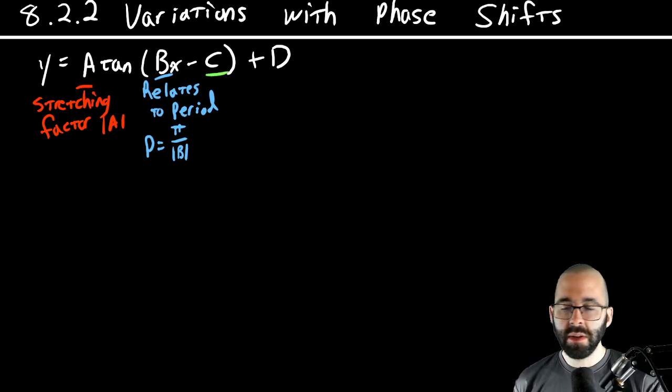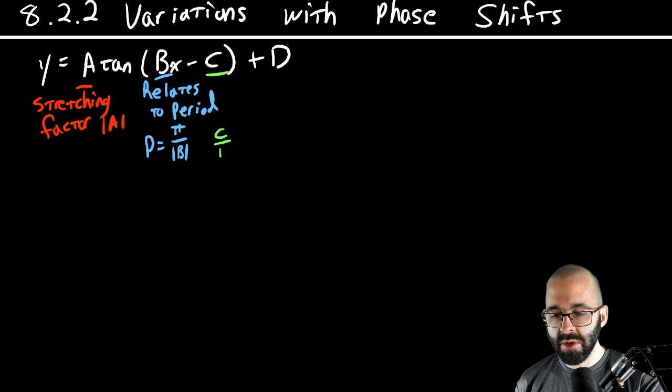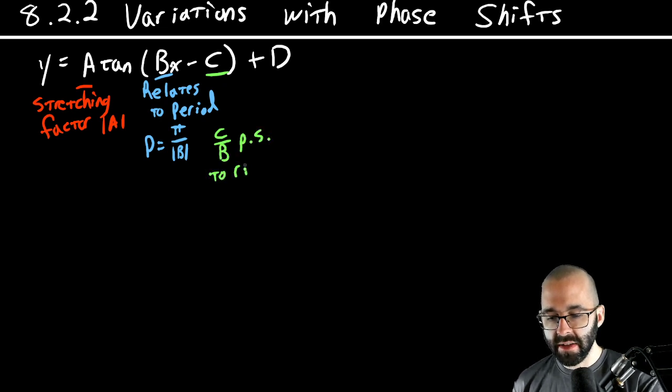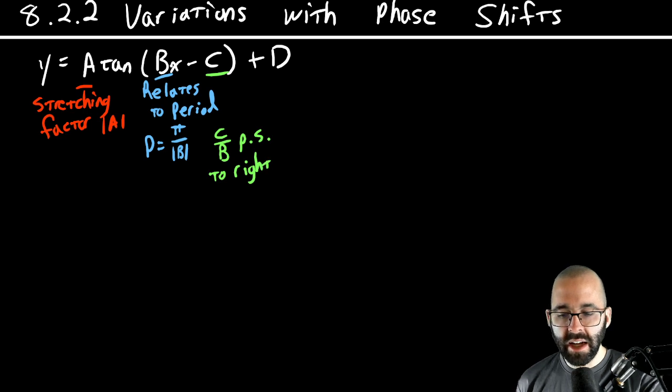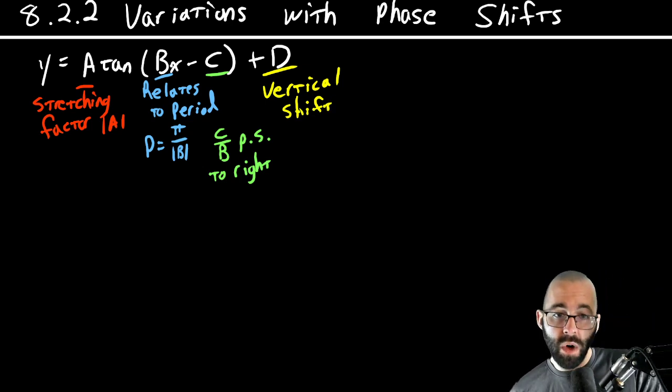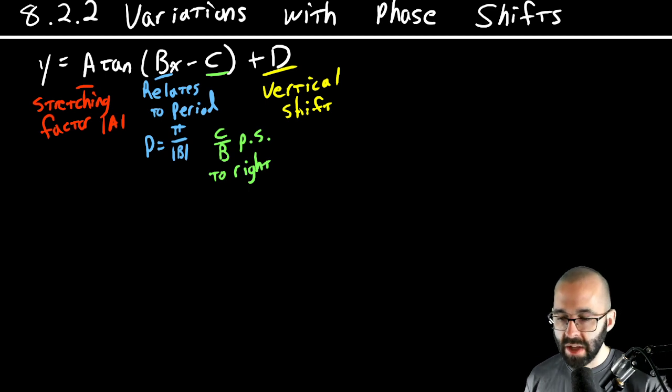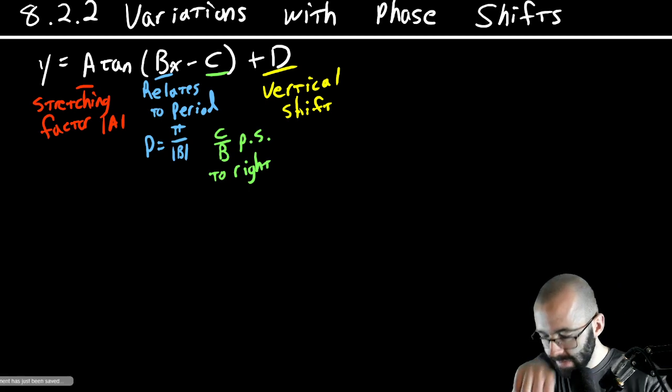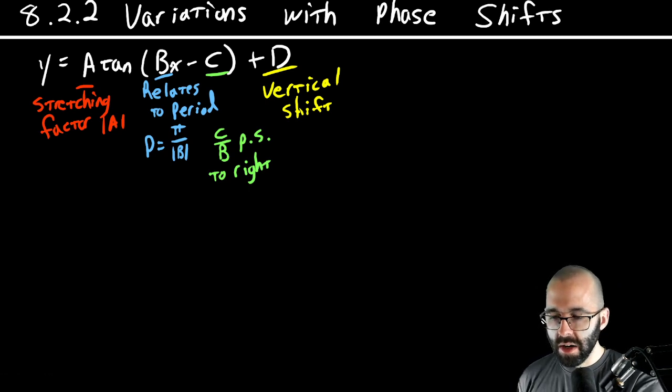And C is just going to be like before. C over B is the phase shift to the right. So if C is negative, meaning this is positive, then it's going to go to the left. And just like before, D is a vertical shift. Okay, so this is really just combining what we did in the last video, 8.2.1, with the previous section, 8.1 on graphing. All right, so let's do an example, talk more about graphing.